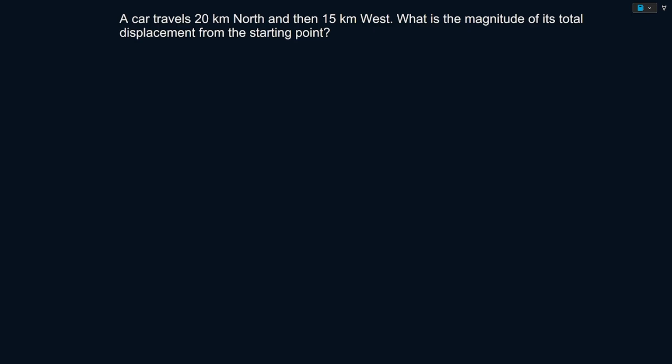A car travels 20 kilometers north and then 15 kilometers west. What is the magnitude of its total displacement from the starting point? The easiest way to visualize this is to graph it. The car first travels 20 kilometers north and then 15 kilometers to the west.